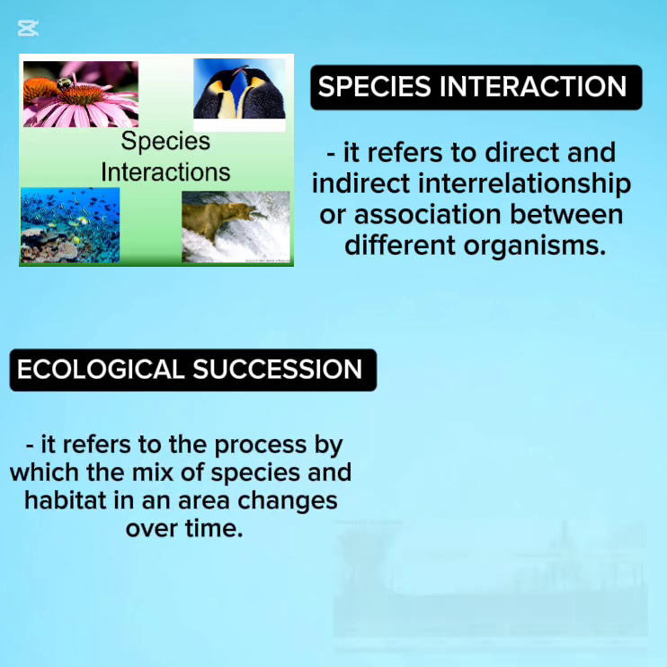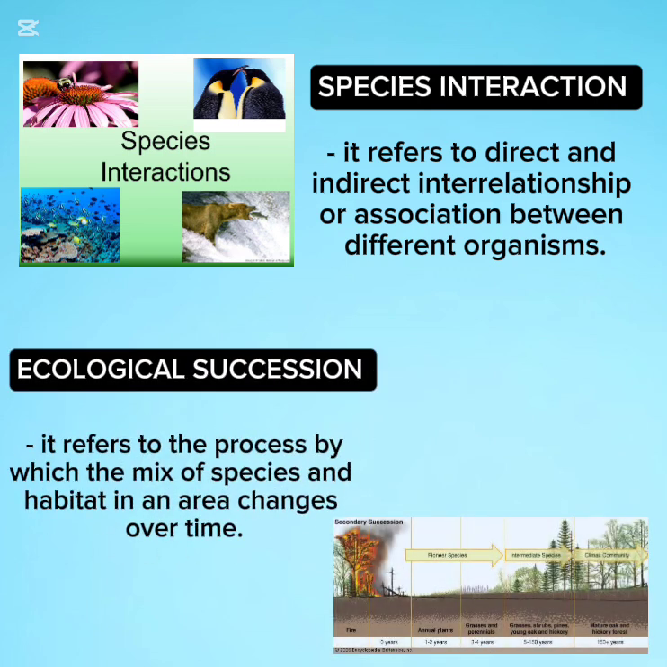Ecological succession. It refers to the process by which the mix of species and habitat in an area changes over time. This process occurs in a somewhat predictable manner as ecosystems develop from simpler to more complex forms, ultimately stabilizing into a mature community often called the climax community.